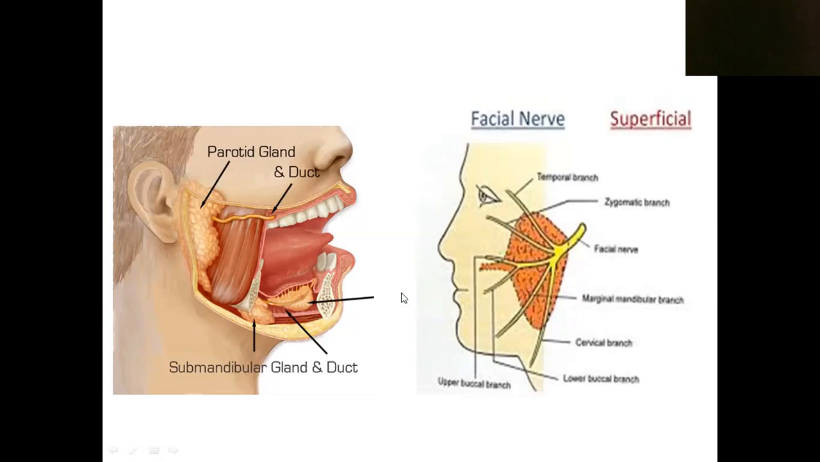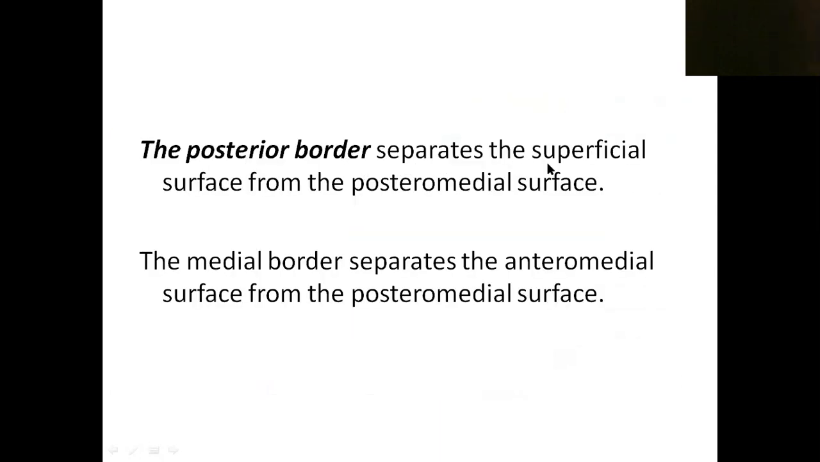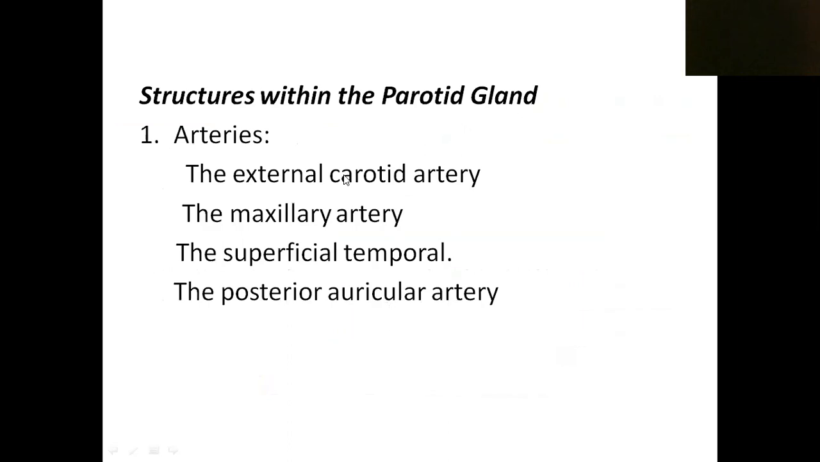Okay, the posterior border, I already told you, separates the superficial surface from the posteromedial surface. The medial border separates the anteromedial surface from the posteromedial surface. So apex, base, surfaces, and borders are clear. Now we are going to see the structures within the gland.